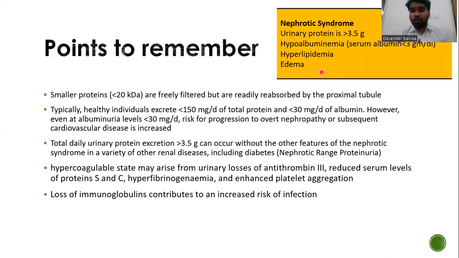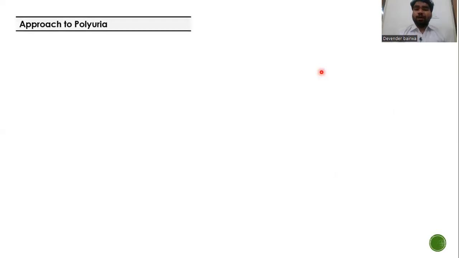Also, because lots of immunoglobulins are being lost in the urine, it can lead to increased risk of infection in nephrotic syndrome patients. Coming to polyuria.